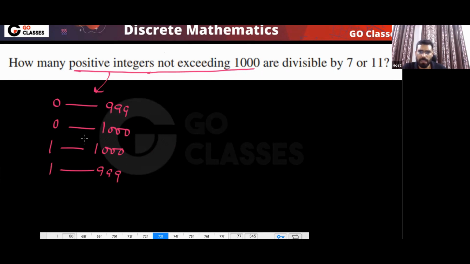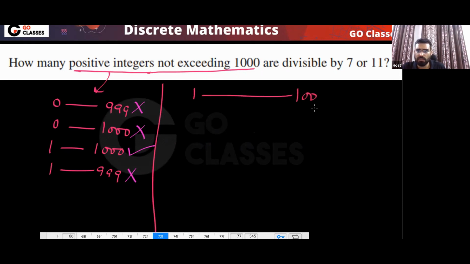Positive integer means this is wrong, this is wrong. Not exceeding 1000 means it should not be greater than 1000. So this is correct, and this is wrong. It should not exceed 1000. Okay, so this is the range from 1 to 1000.